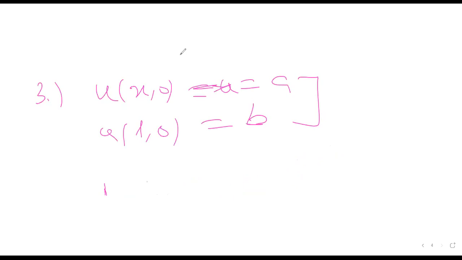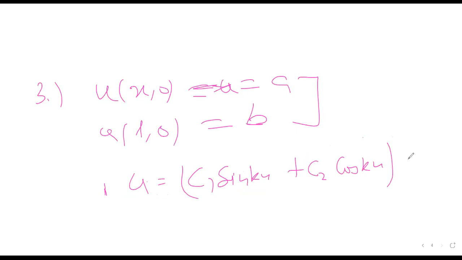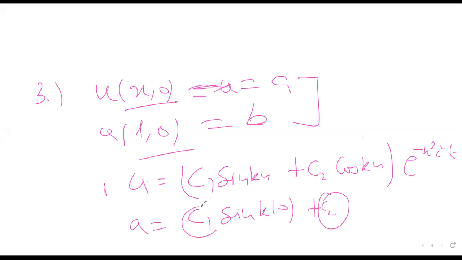So you get the equation in the form u equals some c1 sine kx plus c2 cos kx, into some e to the power minus n square c square t. Now, as the boundary conditions are non-zero, let's say a and b, when you put it, a equals c1 sine k into 0 plus c2. So you will not be able to eliminate c1 and c2, and you will not be able to reduce this to a standard or easier form to solve.